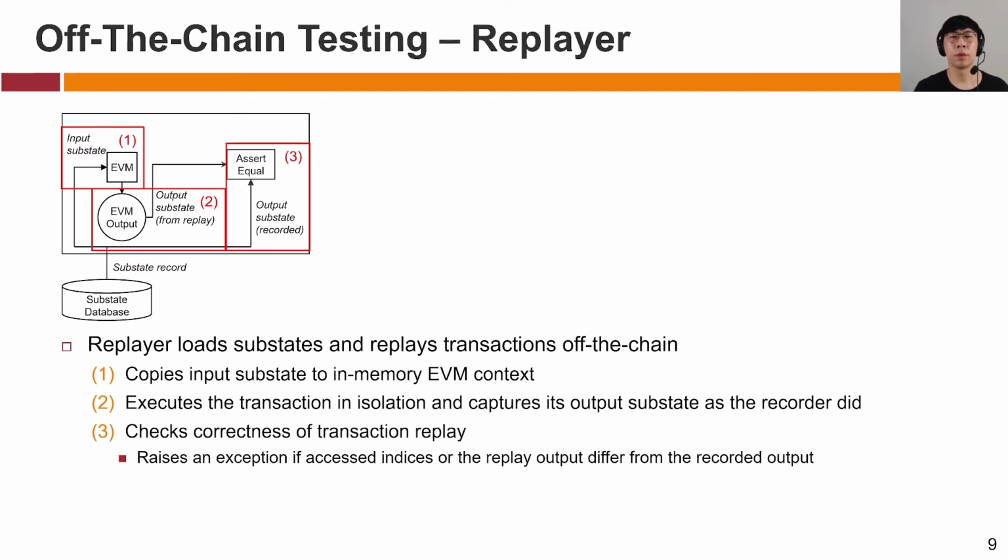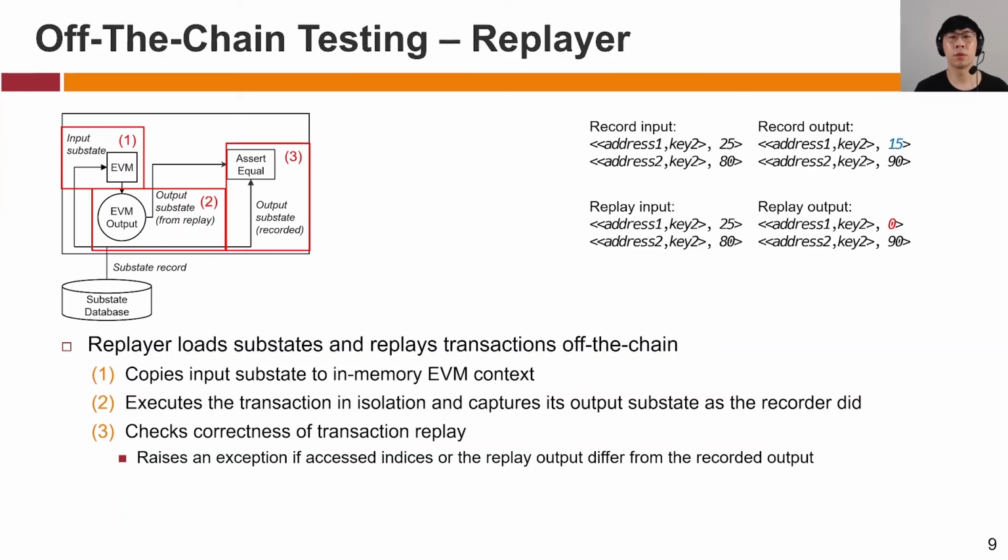Lastly, the replayer validates the replay of the transaction by comparing the replay output substate with the recorded output substate. If access indices or the replay output differ from the recorded output, the replayer will raise an exception.